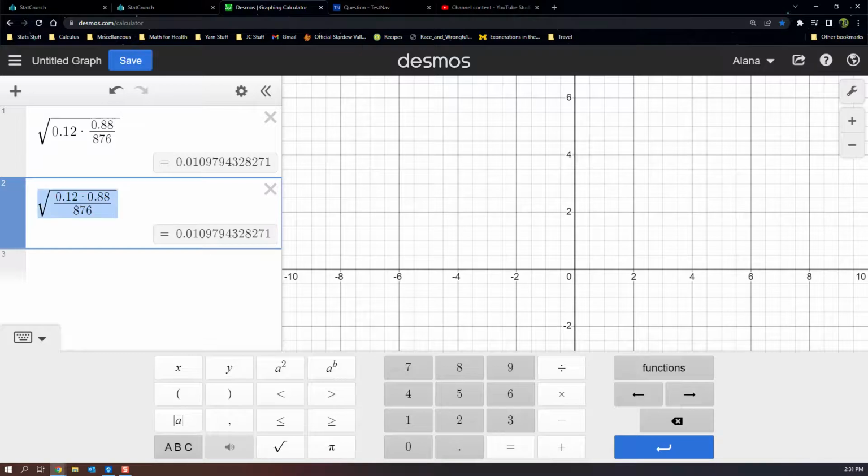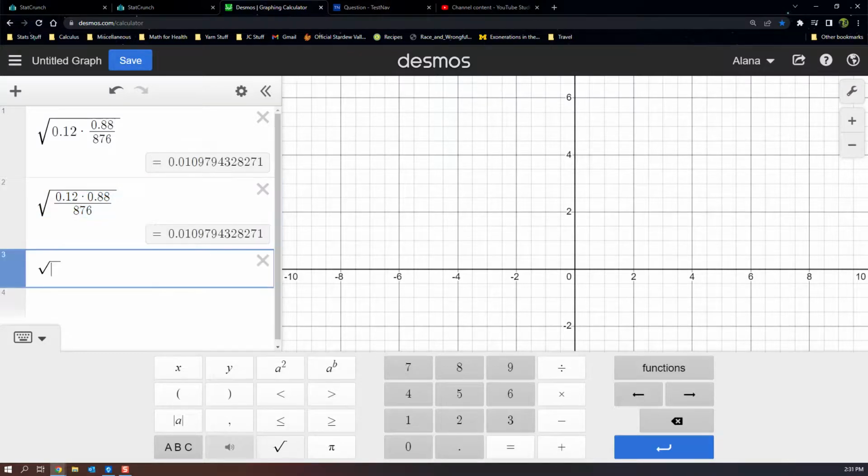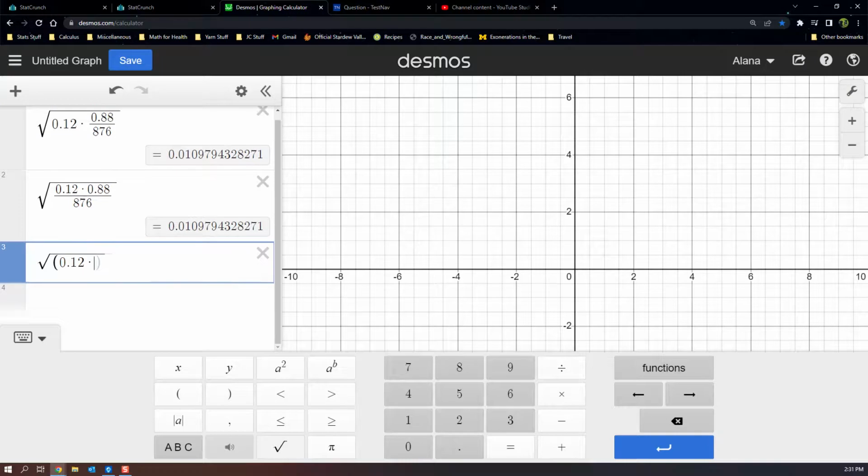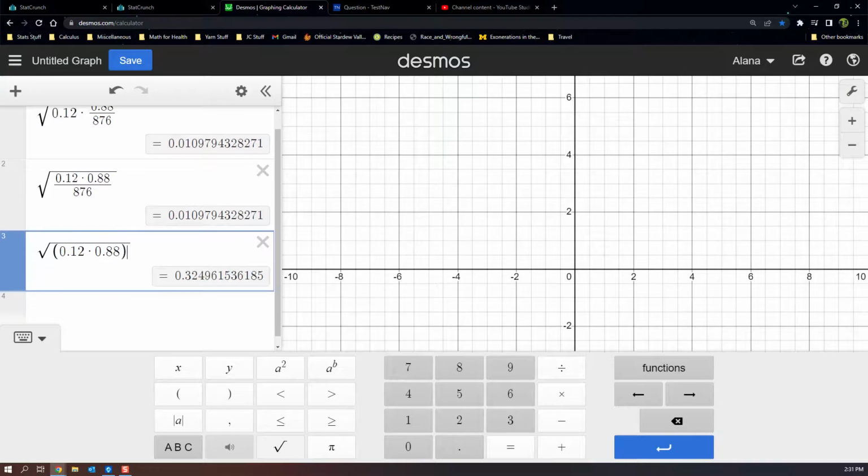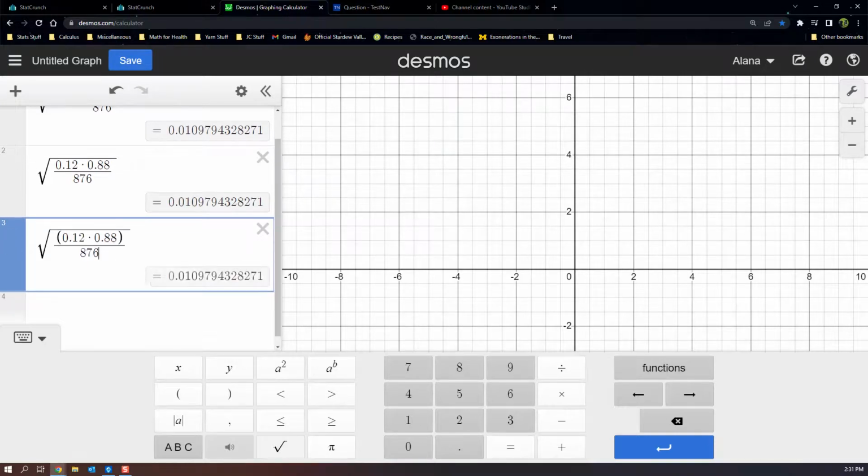Oh, and for the record, if I wanted to do this with parentheses, I could do that too. So I could say, hey, parentheses, 0.12 times 0.88, close parentheses, divide by 876. And there you have it.